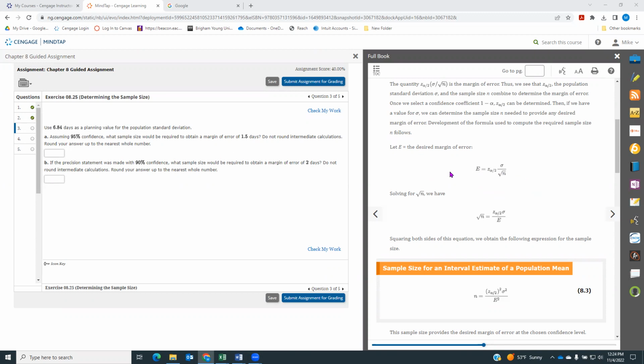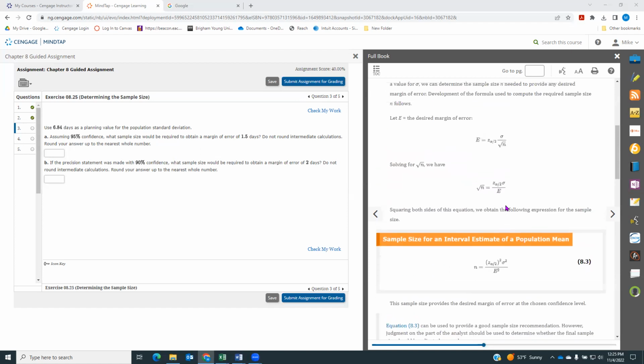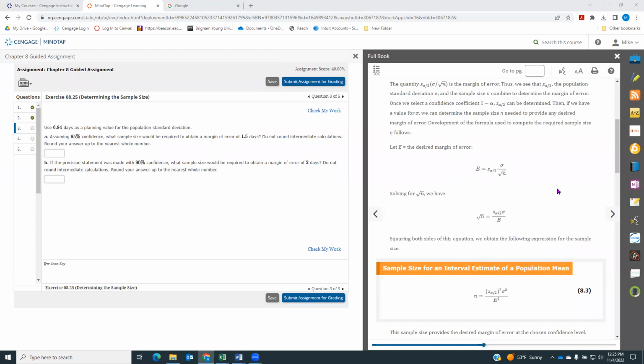Okay, so if we solve for n, we end up with this formula right here, where n equals the z-score of alpha divided by 2, squared, times the population standard deviation, or sigma, squared, divided by the margin of error squared. So that's just a restatement of our margin of error formula, which we already knew. So once we do that, we can now calculate it, and we can use Excel to do that, or we could do it with a calculator.